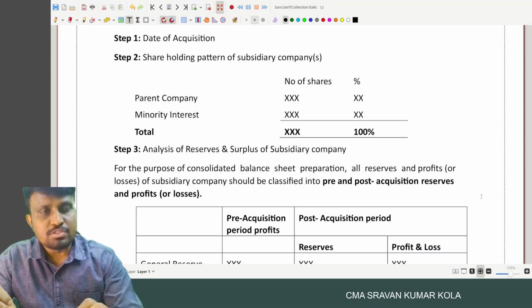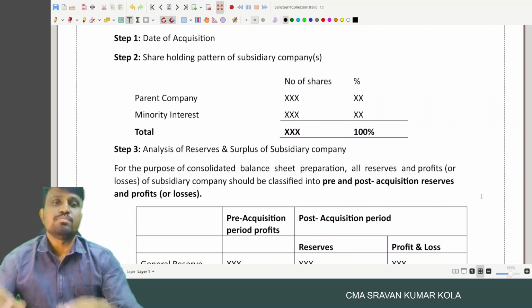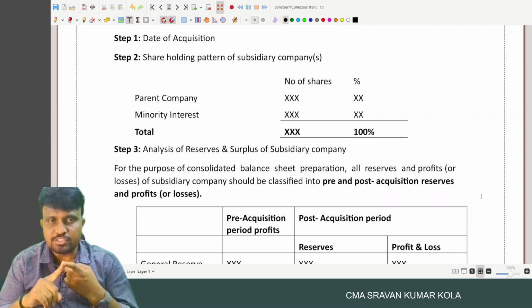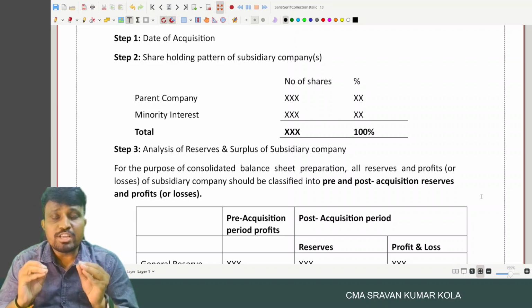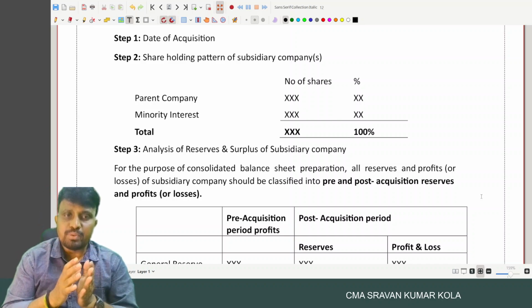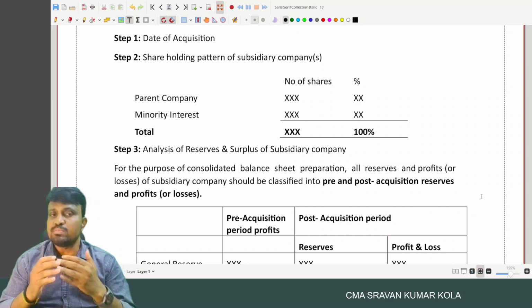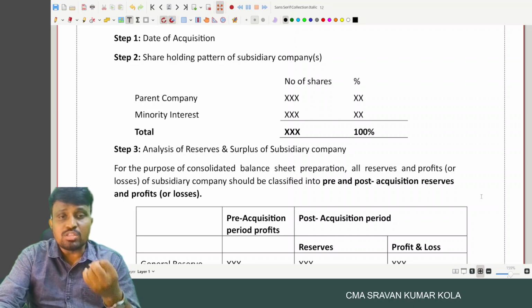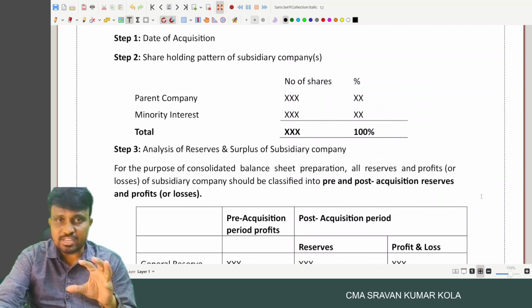Let's revise the steps relating to the consolidation of the balance sheet. Step 1, date of acquisition and date of consolidation. Step 2, shareholding pattern of subsidiary company. So we have to consider what is the portion of the parent company and what is the portion of the minority interest. And step 3, we have to provide analysis of reserves and surplus of subsidiary company.